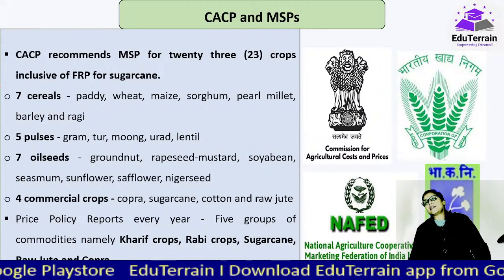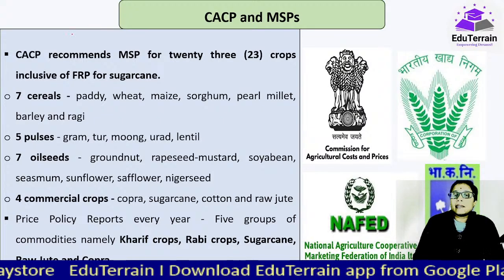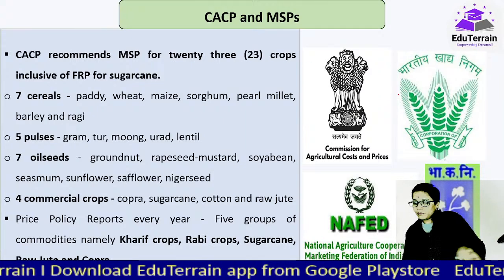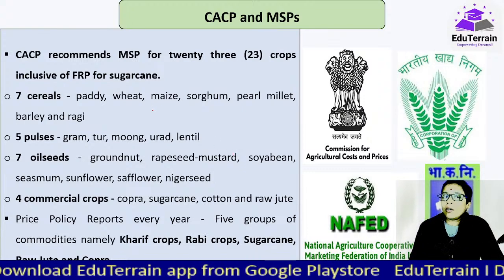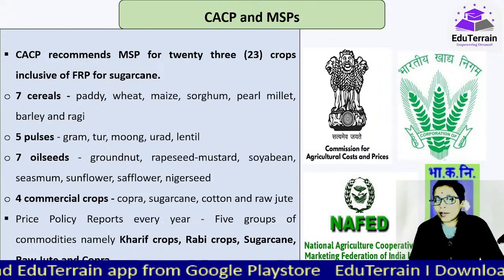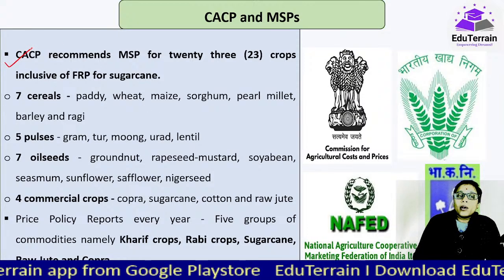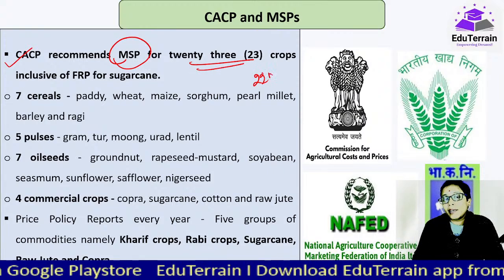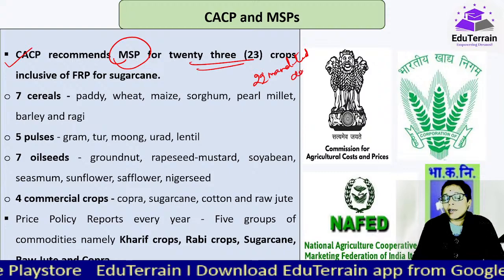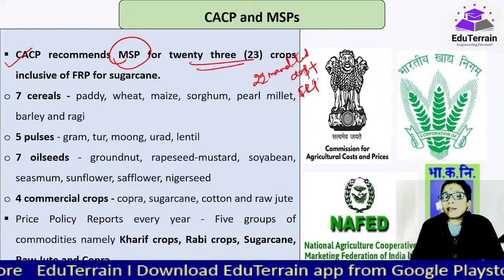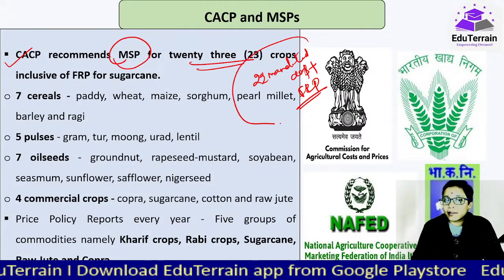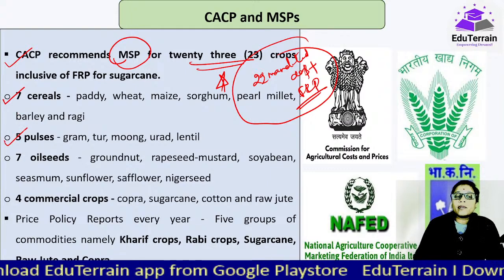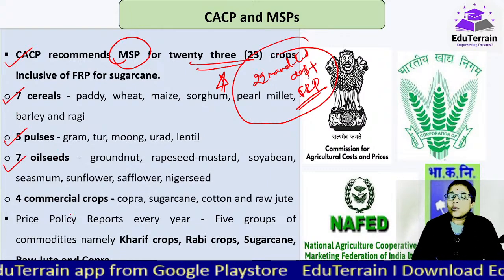Now, how are the MSPs calculated and how many crops are there? See, the CACP, Commission for Agricultural Cost and Prices. Wherever you feel you're not able to understand or you have a query, keep on asking me. I'll be looking into the queries and getting back to you. CACP recommends MSP for 23 crops: 22 regular mandated, plus 1 sugarcane, that is FRP. Important. Among them, 7 are cereals, 5 are pulses, and 7 again are oilseeds.